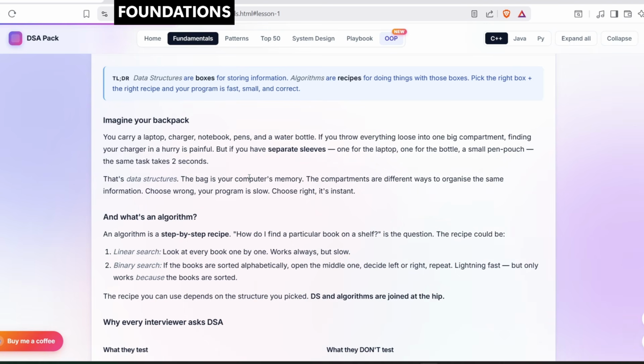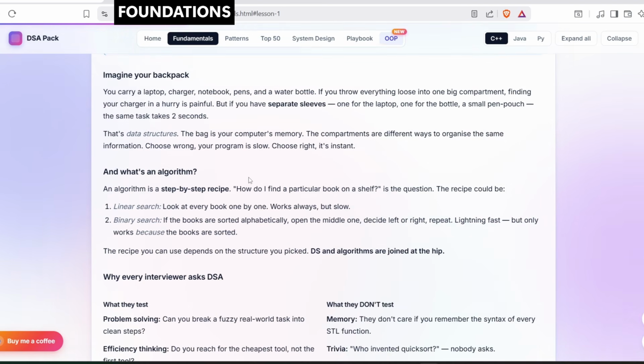If the books are sorted alphabetically, note this point, sorted. Open the middle one, decide left or right based on some condition, and repeat this process until you find your book. It is lightning fast, but only works because the books are sorted. So the recipe you can use depends on the structure you pick. DS and algorithms are joined at the hip. Let's have a next question.